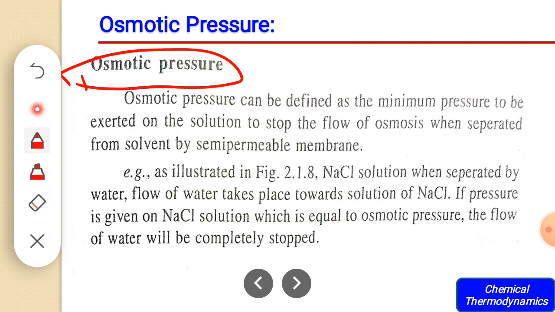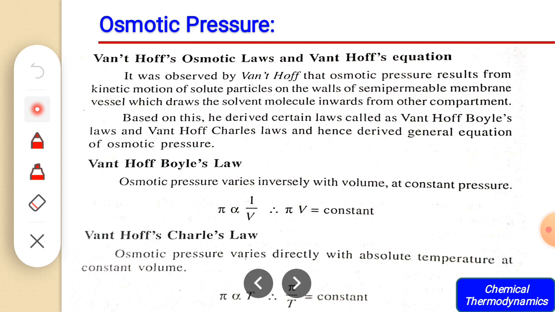It's very simple to discuss this osmotic pressure, and we have already discussed osmosis. So osmotic pressure can be defined as the minimum pressure that is to be exerted on the solution to stop the flow of osmosis from solvent to solution when separated by a semi-permeable membrane. So this pressure is known as osmotic pressure.